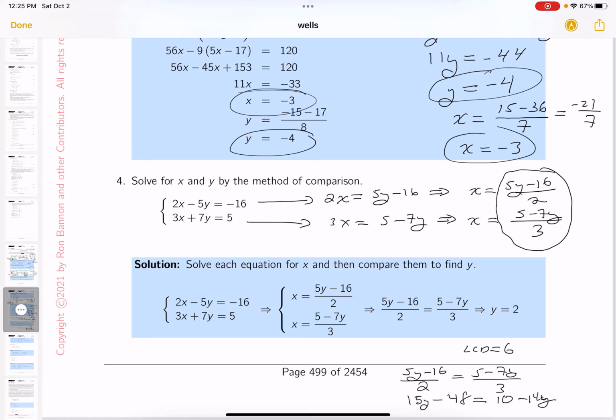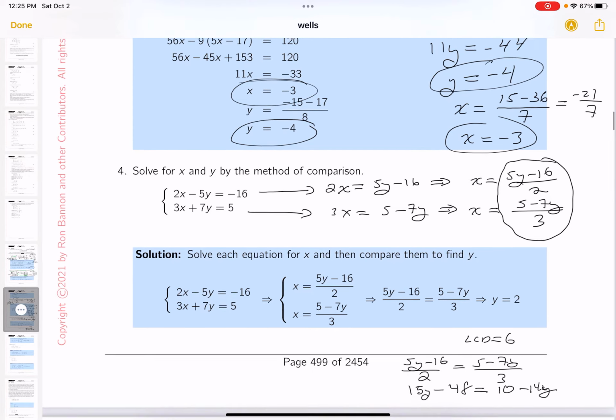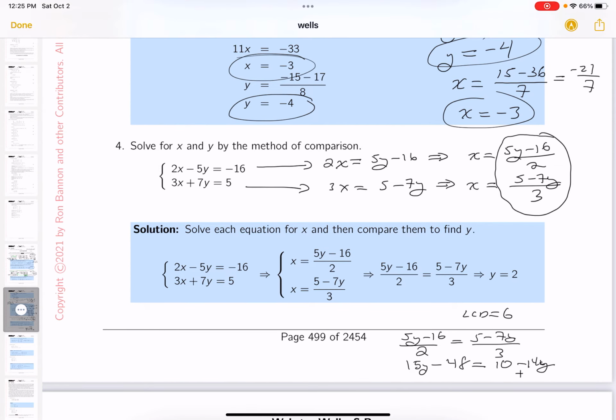What would you do next? Well, I'd probably add 14y to both sides. I know I'm jamming this in, by the way. And add 48 to both sides. All right, what do you get? You get 29y on the left. On the other side, you get 58. Well, lo and behold, another pretty simple problem. y equals 2. How would you figure out the x?